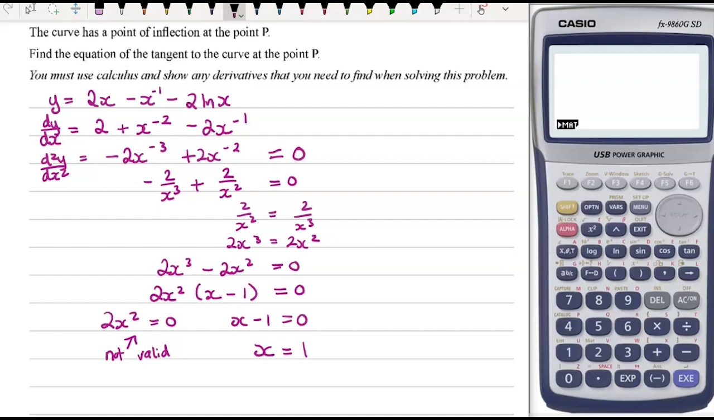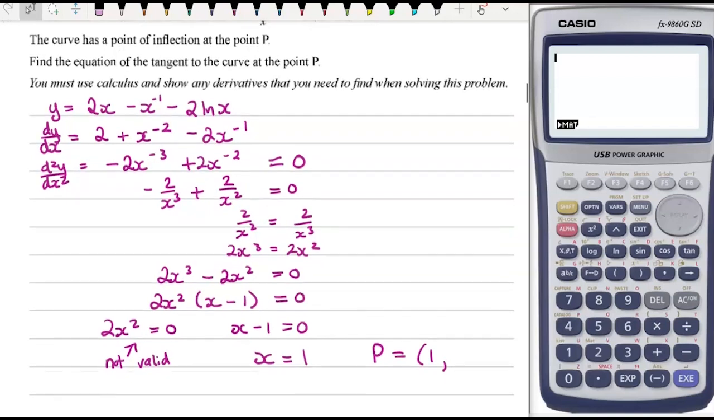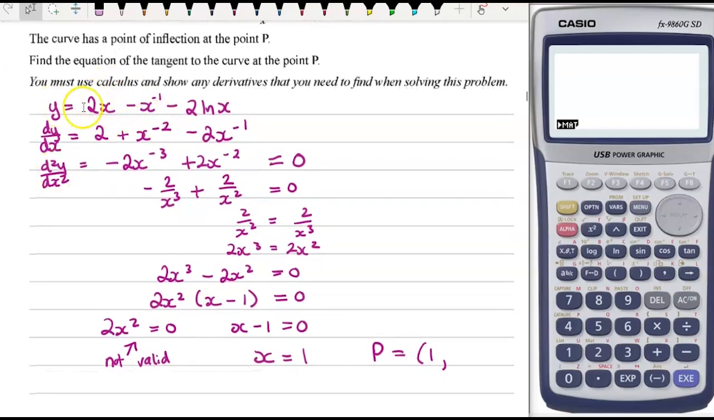Okay, now find the equation of the tangent to the curve at that point. So P is at the point where x is 1, and our y value, we can pop it back into this bit just here. So we'll have 2 minus 1 over 1, which is just 1. So we're up to 1, and then minus 2 log 1. Well, log of 1 is 0. So we've got, where's my cursor? There we go. 2 minus 1 minus 0 is going to be 1.